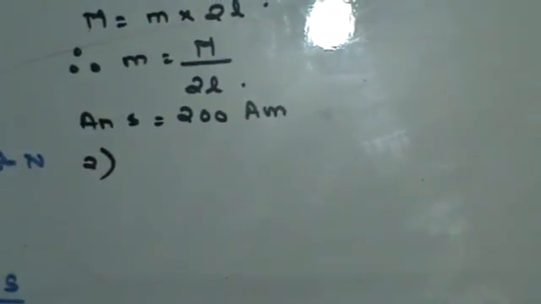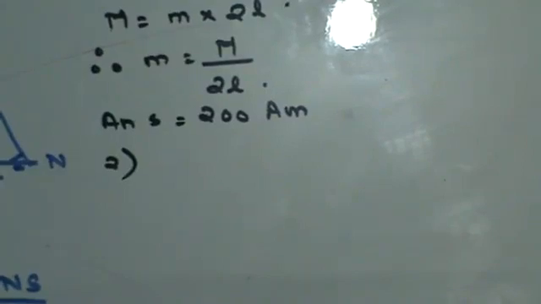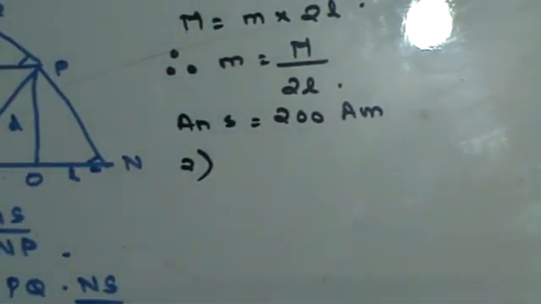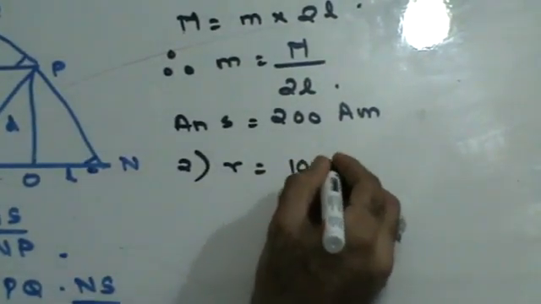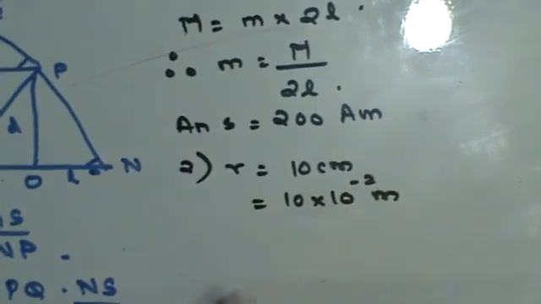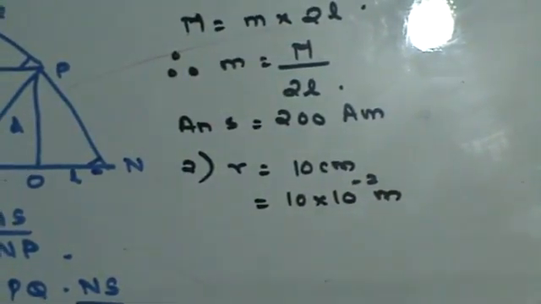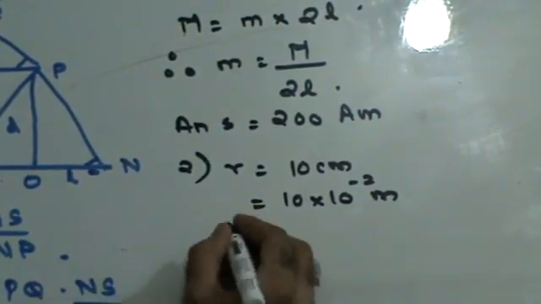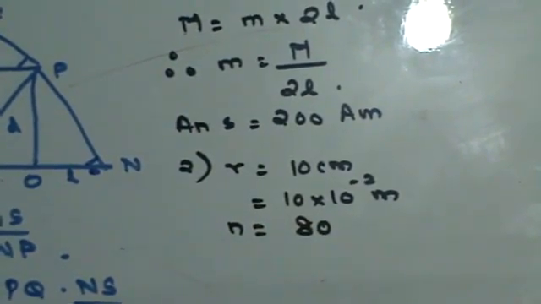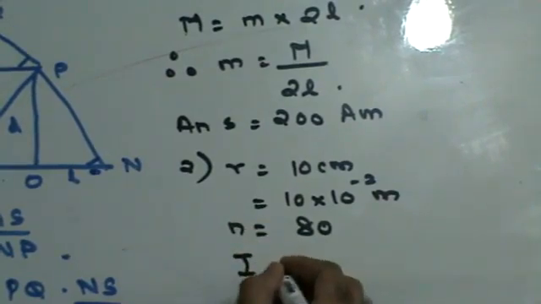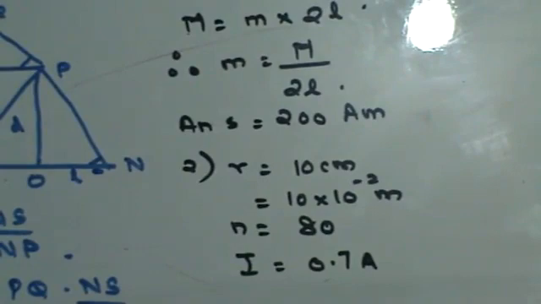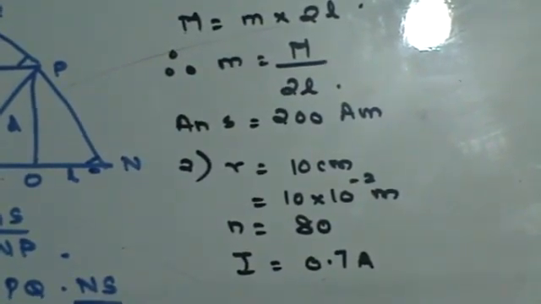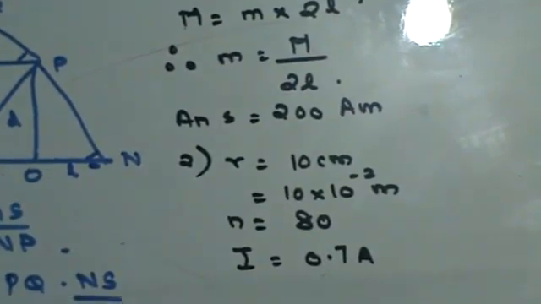Next, take a mix-up please. A flat circular coil has a radius of 10 centimeters and has 80 turns, and carries a current of 0.7 amps. Find the magnetic dipole moment.